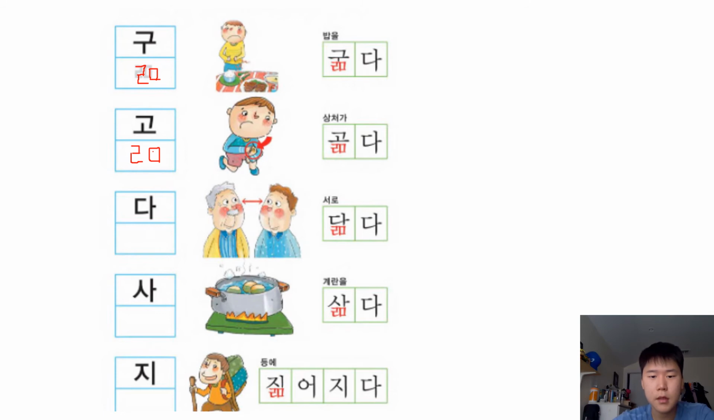Okay, and then 닮다, right? They're saying these two people, it looks like a father and a son or something. They look alike. So we write that. Right. Okay. And then 삶다, which means to boil, right? Or to cook in water. So they're saying that the eggs are getting cooked.